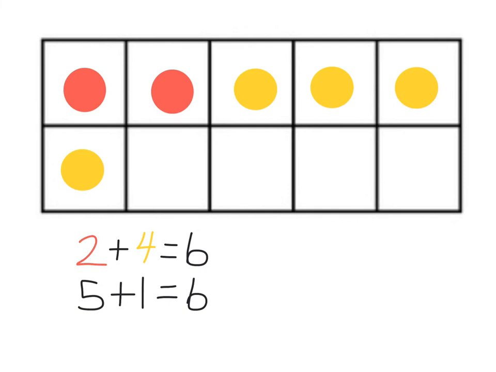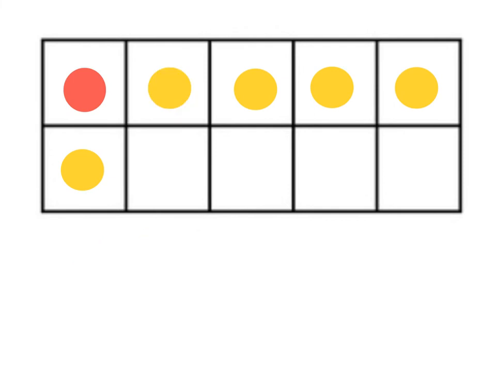Now let's do this again for 1 plus 5. For 1 plus 5, I'll put 1 red, and then I'll put 5 yellows. So what equation can we write if we look at the colors? Pause this video and turn and talk to your partner. What equation can we write if we look at the colors?